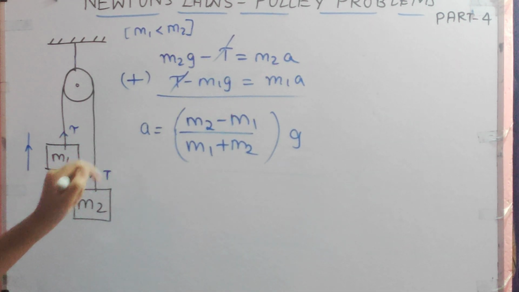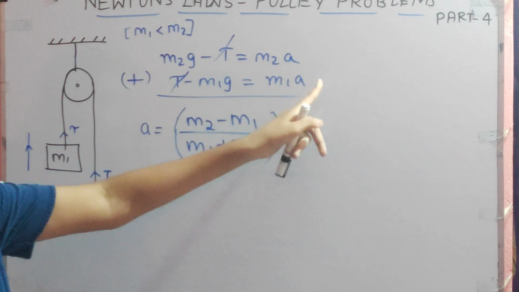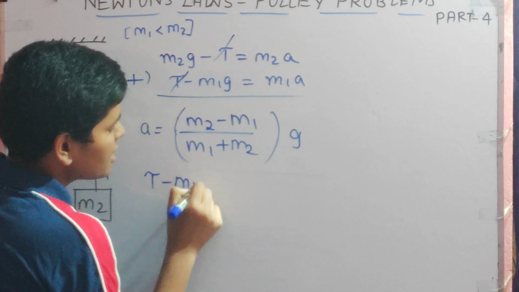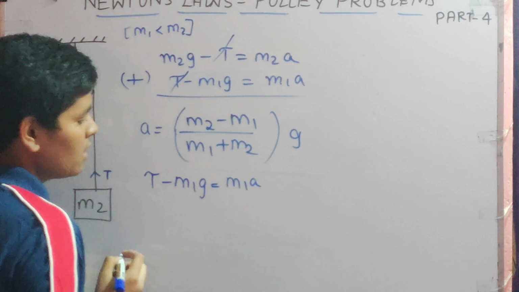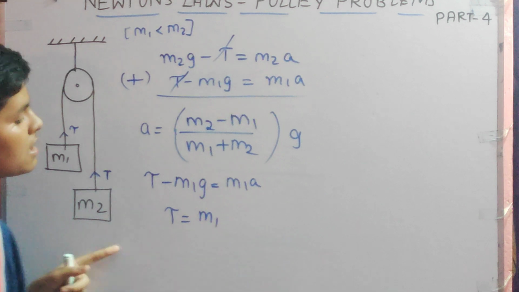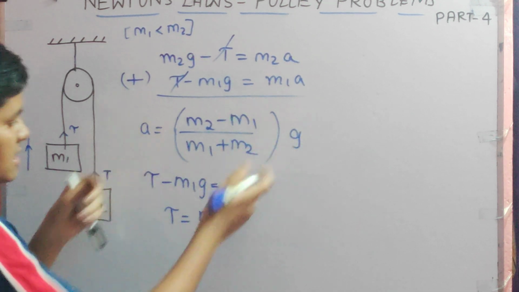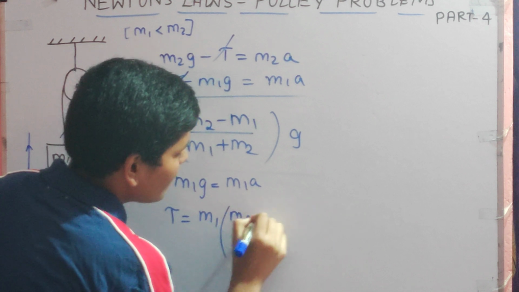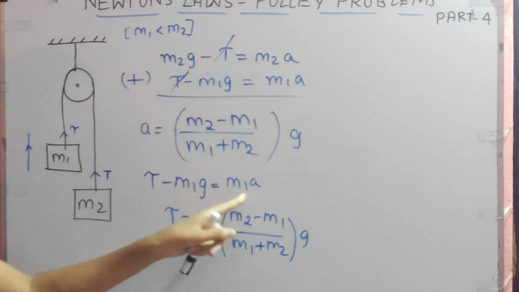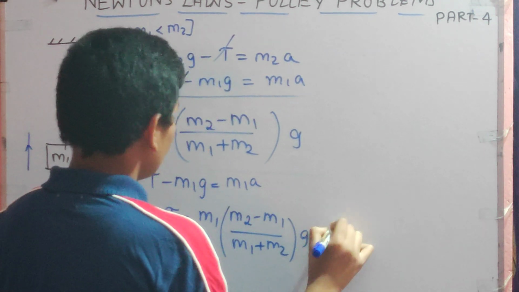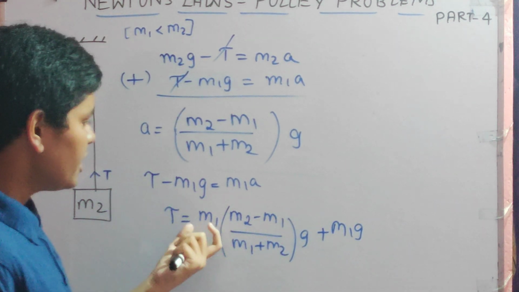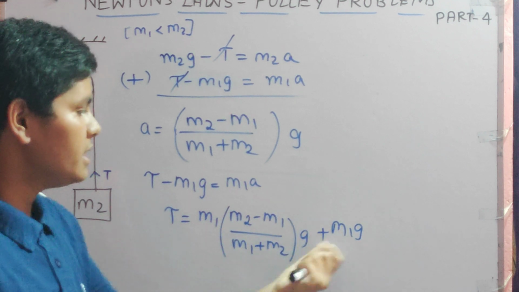So take any one equation, either equation 2 or 1. Assume equation number 2: T minus M1G is equal to M1A. T is equal to M1 into A, and I'll put M1G on that side as plus. A value we know: (M2 minus M1) by (M1 plus M2) into G. So T is equal to M1 into (M2 minus M1) by (M1 plus M2) into G plus M1G.